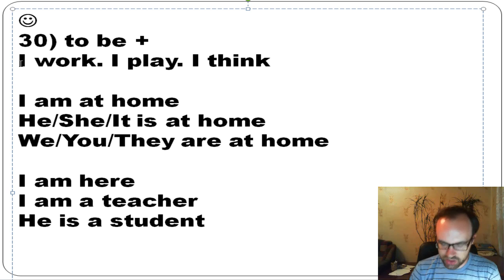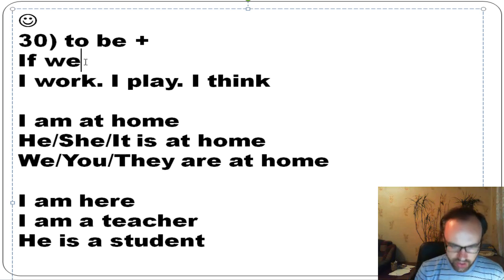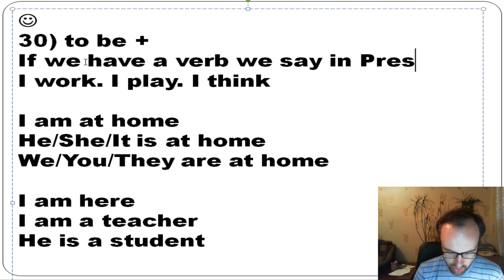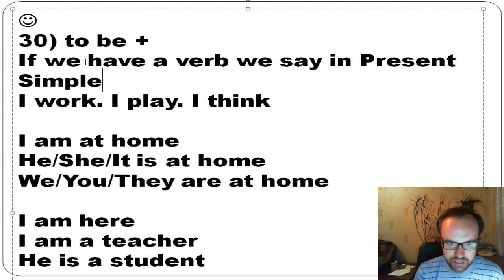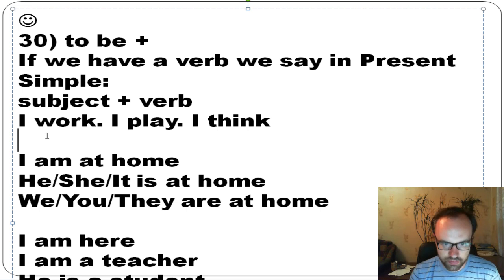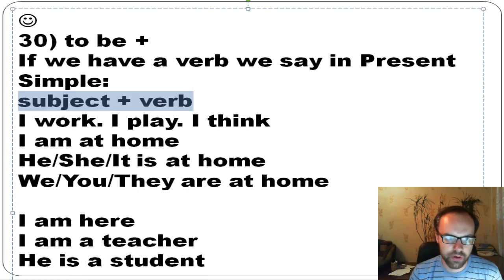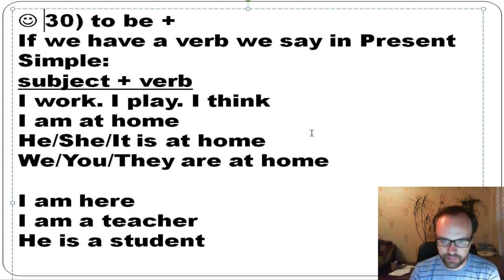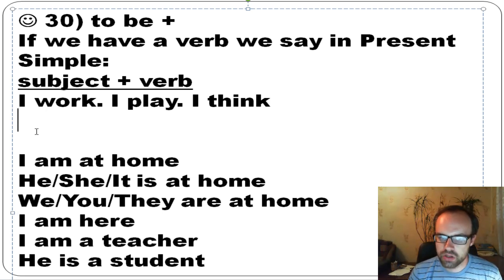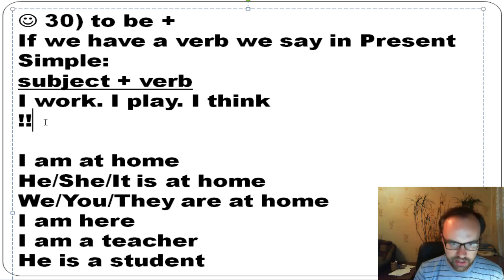So you know that if we have a verb, we say in present simple, subject plus verb. Look, I work, I play, I think. If you don't have a verb, you need to use the form of to be. Okay, so very important thing.